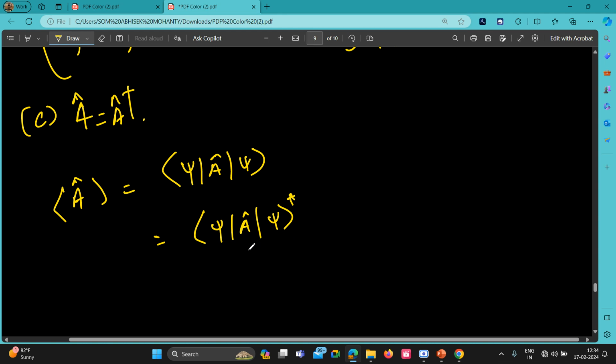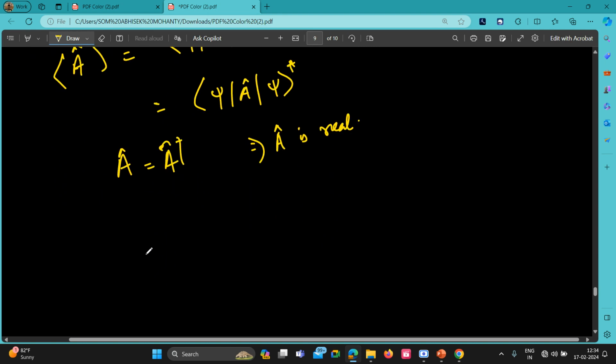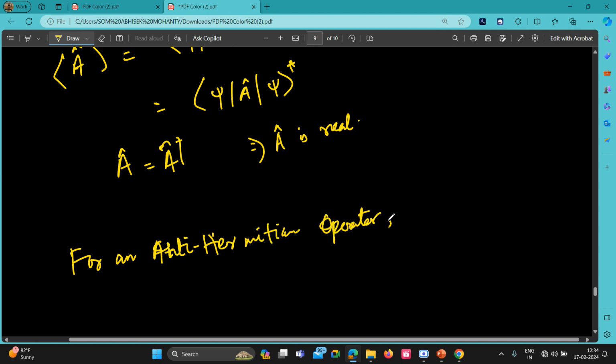Isn't it? So if A is equal to A dagger here, then what does it mean? It means the expectation value is real, isn't it? Of course, it is real. If A is equal to A dagger and this is equal to this star, then it is real. And for example, for an anti-Hermitian operator, what has happened? For an anti-Hermitian operator, B dagger becomes how much? Minus B, isn't it?